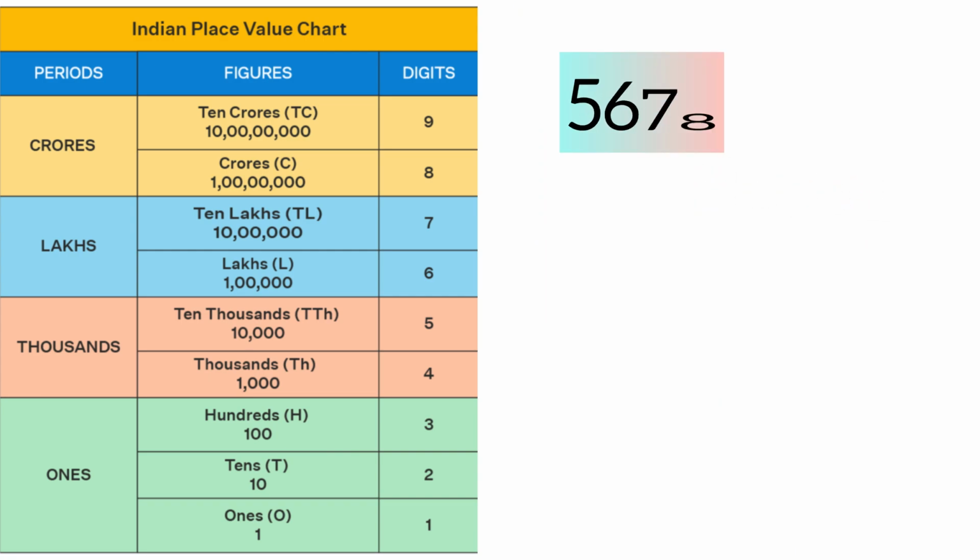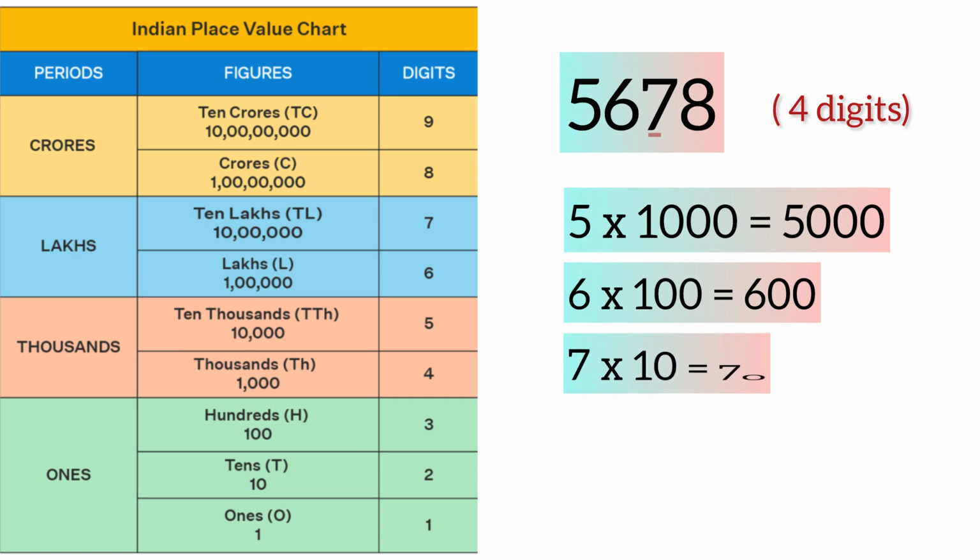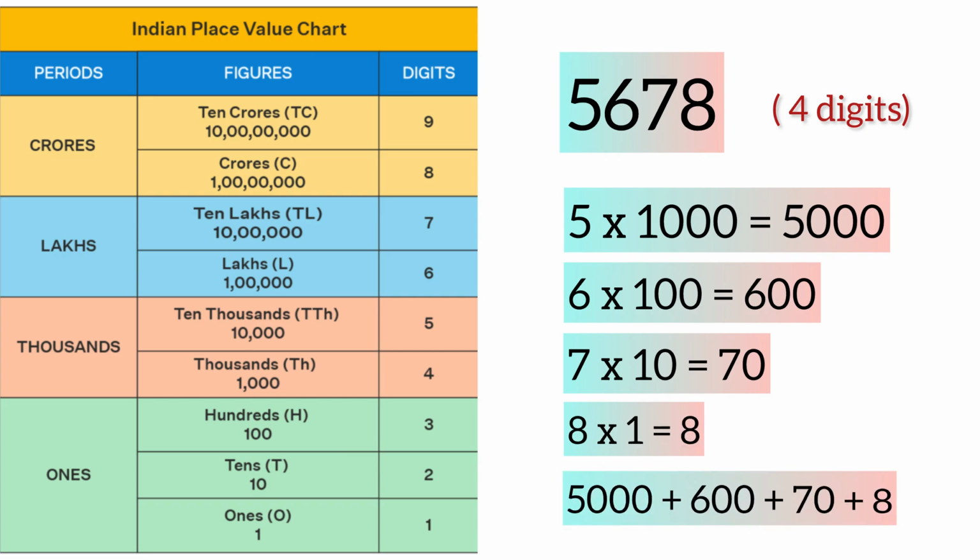Take another example, 5, 6, 7, 8, which has 4 digits, and if you see in the chart, 4 denotes thousands. So 5 becomes 5,000, and 6 becomes 600 because it is in the 100th place, and 7 becomes 70, and 8 becomes 8 because 8 is in the first place. So overall, if you split and write, you'll have 5,000 plus 600 plus 70 plus 8. Ones, tens, hundreds and thousands.